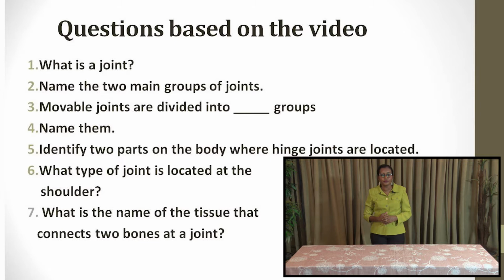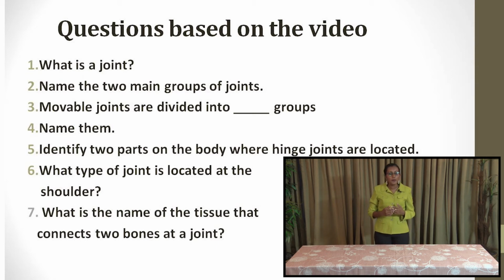Now here are some questions based on that video. What is a joint? A joint is the point where 2 bones meet. 2. Name the 2 main groups of joints. Excellent. The 2 main groups of joints are fixed joints and movable joints.